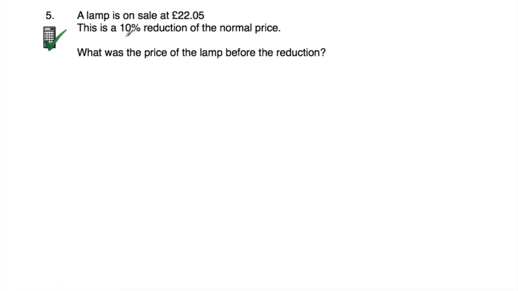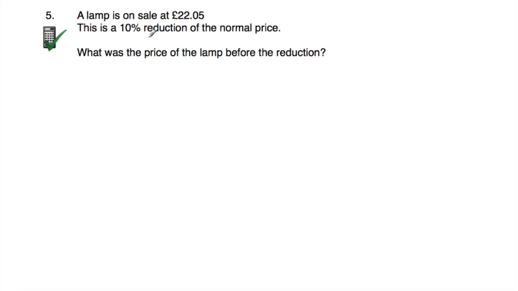So question number 5 says the lamp is on sale at £22.05, and this is a 10% reduction of the normal price. So the price has been reduced by 10% to give this sale price. And the question is, what was the price of the lamp before the reduction? So this question is a reverse percentages question. We know that because it says what was the price before the reduction. So we want to go backwards and find out what the original value was before the reduction. So we know the price of the lamp has been reduced by 10%.